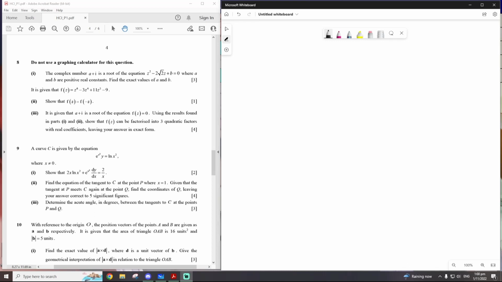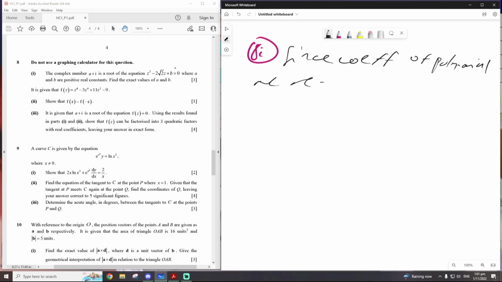Okay, welcome back. Alright, so we're going to go through, I think there are 5 questions left, so questions 8 to 12. Okay, question 8, complex numbers. It's quite a simple question actually. The complex number a plus i is a root of this equation, a and b are real. For this, since the coefficients are real, we use the conjugate roots thing. Since the coefficients of the polynomial are real, we have a minus i is also a root.